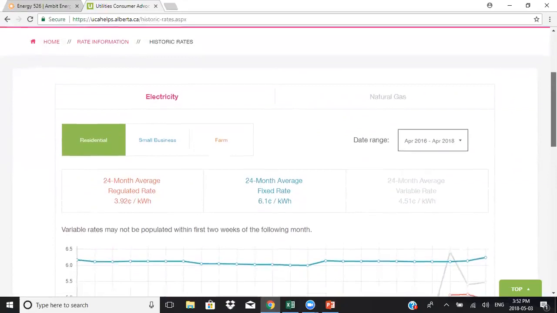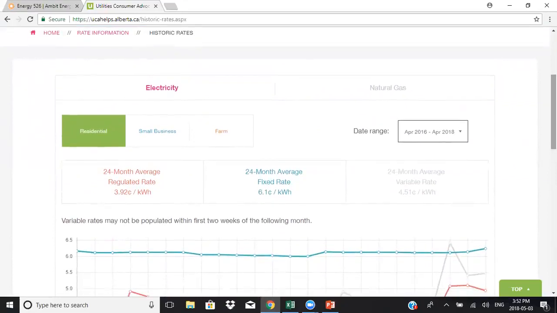So starting with electricity. First thing we see here is we see 3 different rates. We see the 24-month average regulated rate here in Alberta, 3.92 cents a kilowatt hour, super cheap. Right next to that is the average fixed rate. Now, I'm going to say something. When we say average regulated rate, that's going to be the average regulated rate amongst all the different regulated providers here in Alberta.